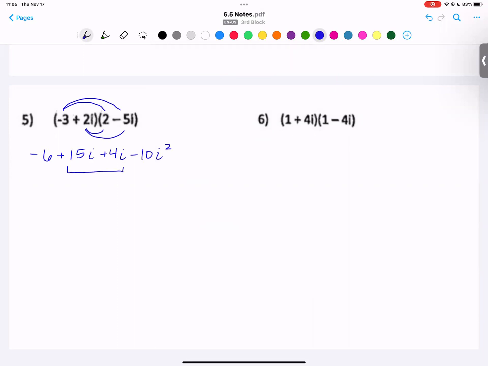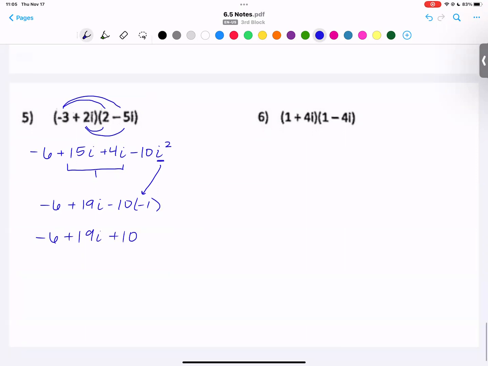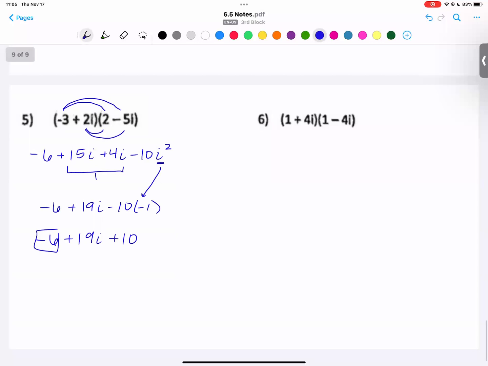So we can combine our middle terms here. So positive 15i plus 4i gives us positive 19i. And then, of course, we can change our i squared to a negative 1. So we have negative 6 plus 19i plus 10. We combine our real terms together, and we get 4 plus 19i.